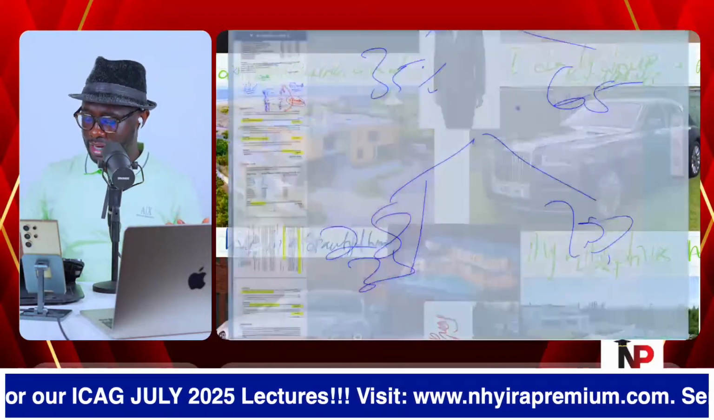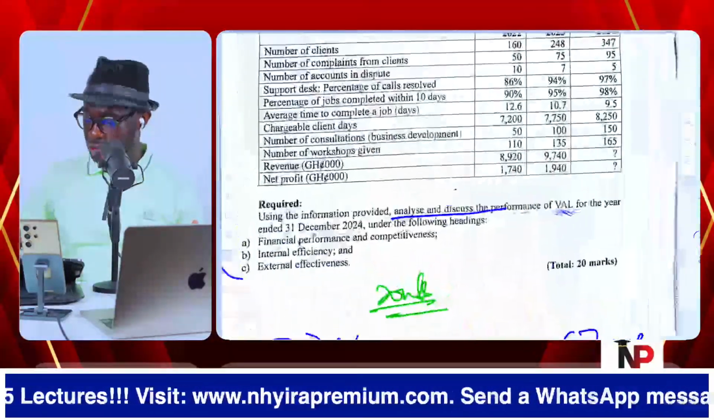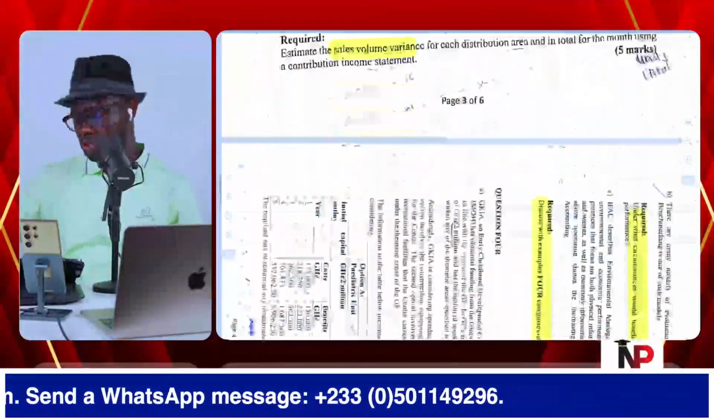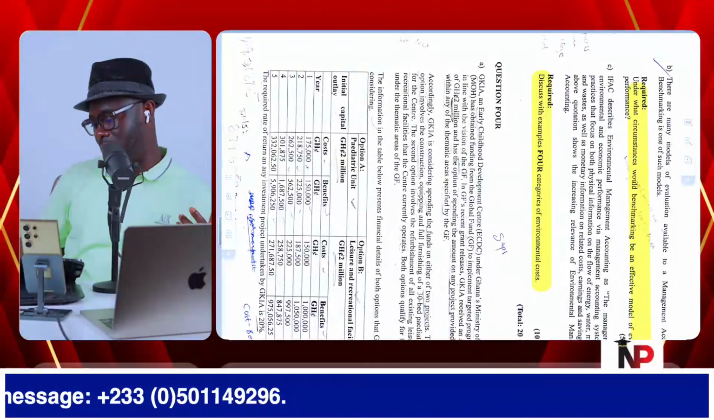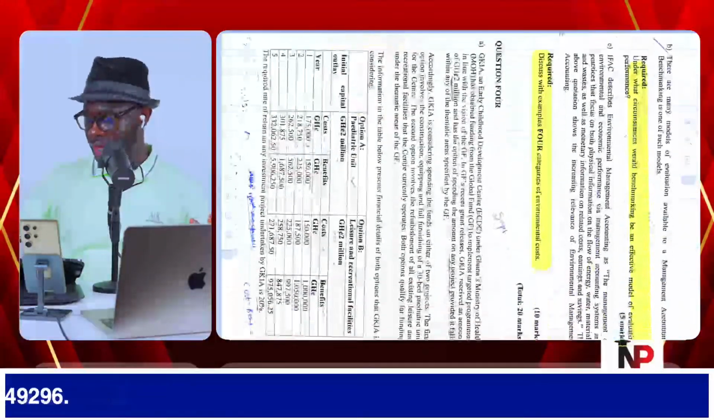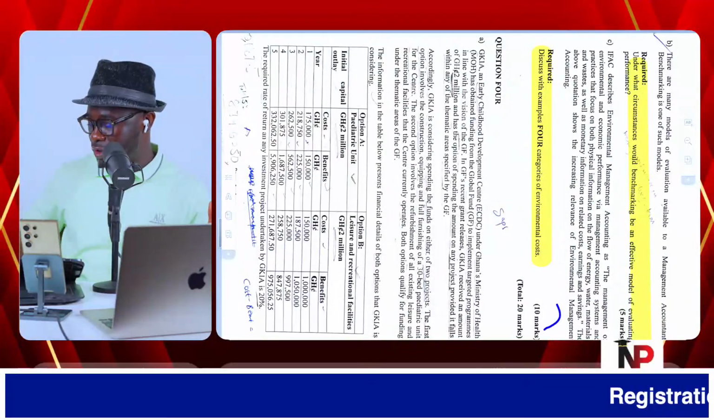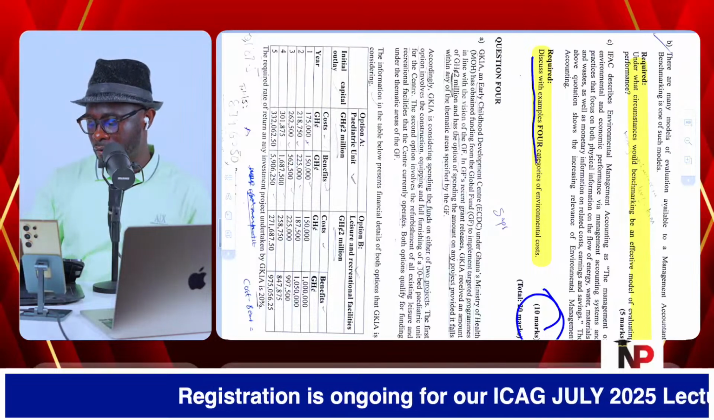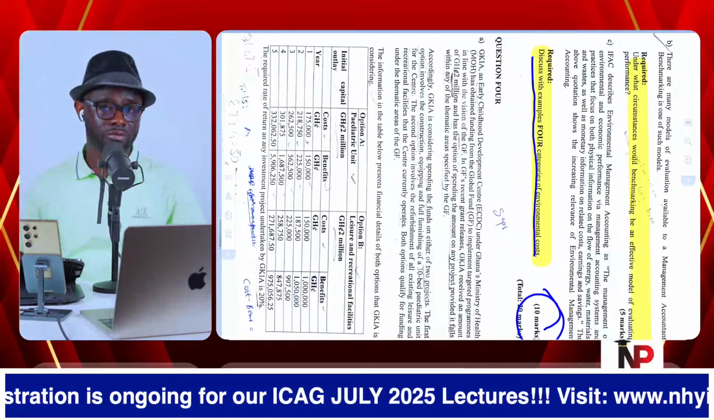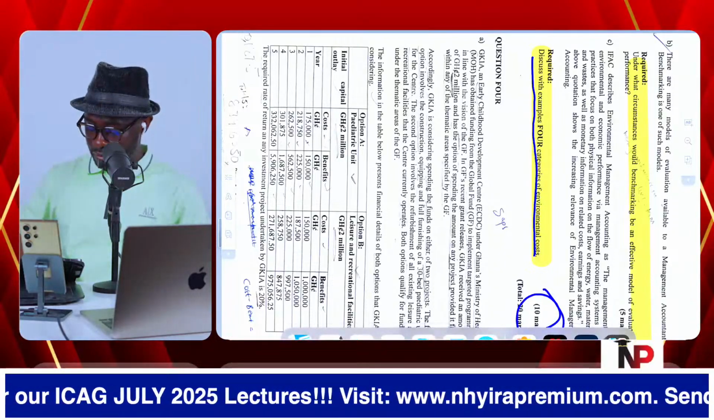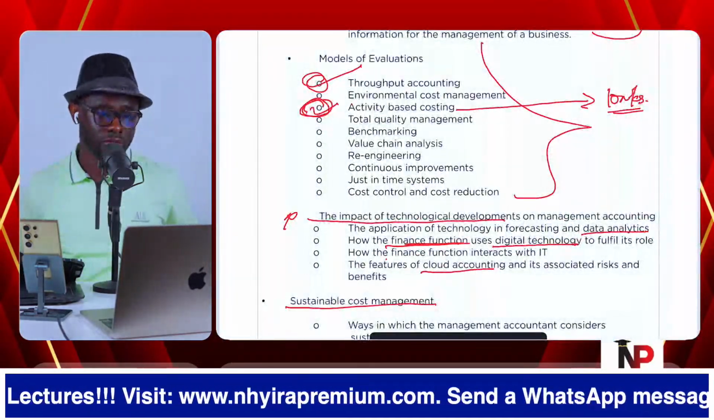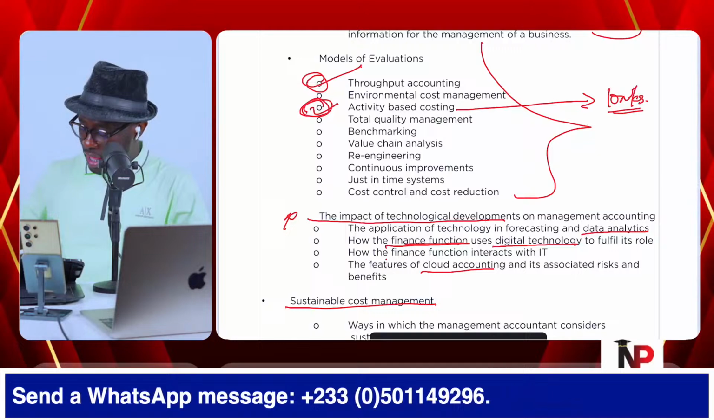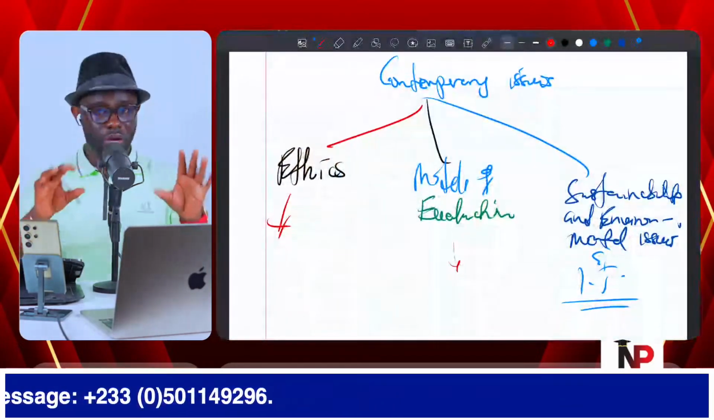So if you look at last semester, for instance, you will see the structure of the exam and the way the examiner sets the question. So you look at question number 3C last semester for 10 marks. Look at what the examiner asked. Discuss with examples 4 categories of environmental cost. And that is coming from the models of evaluation under environmental management accounting that you must know about. And so it is important you understand these things.